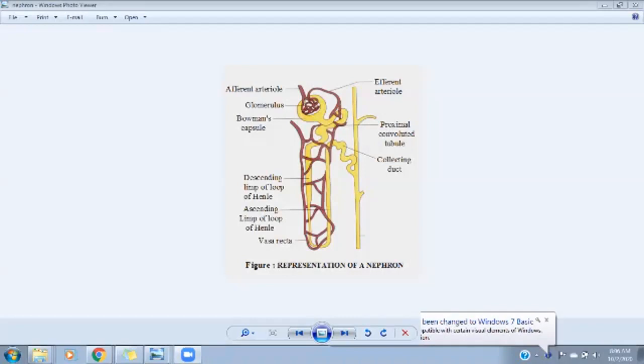Okay, so in our previous class, we had studied about the kidney, if you remember, right? And for the kidney, you guys know that we had spoken about the structure of the nephron.